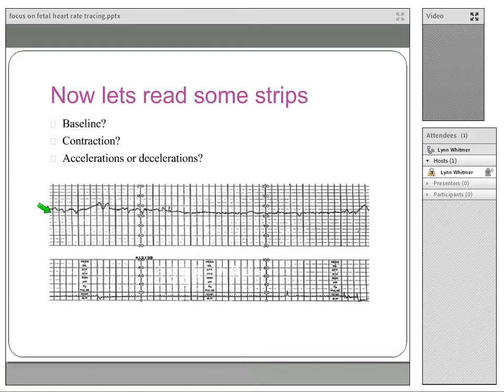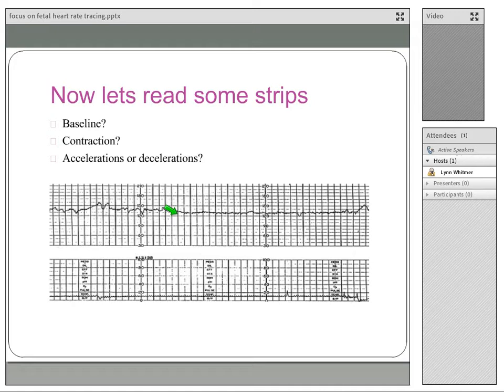The second piece of information we want to know is variability. What is your variability? And if you said it was moderate to marked, I would agree with you. Marked being the best, moderate being okay, minimal being bears watching, and absent, of course, is bad. So this is marked because I would see all of this activity going on. This is that beat to beat, beat to beat, and then it goes into a much more minimal here. And why did we say babies will spontaneously go into minimal variability? They're asleep, that's correct. They are sleeping, possibly.